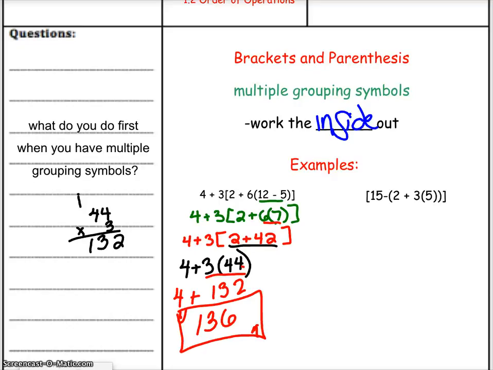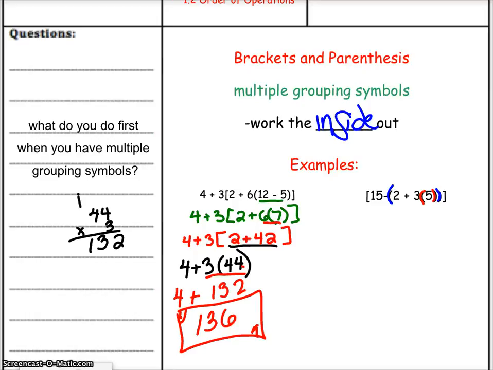Holy moly, look at all these parentheses. So we have 15 minus parenthesis, 2 plus 3 parenthesis 5 parenthesis. This parenthesis goes with the 5. This parenthesis goes with the 2. That's how that works. And the brackets are just there to confuse you, because I don't have anything on the outside of the bracket, so it's not even needed.